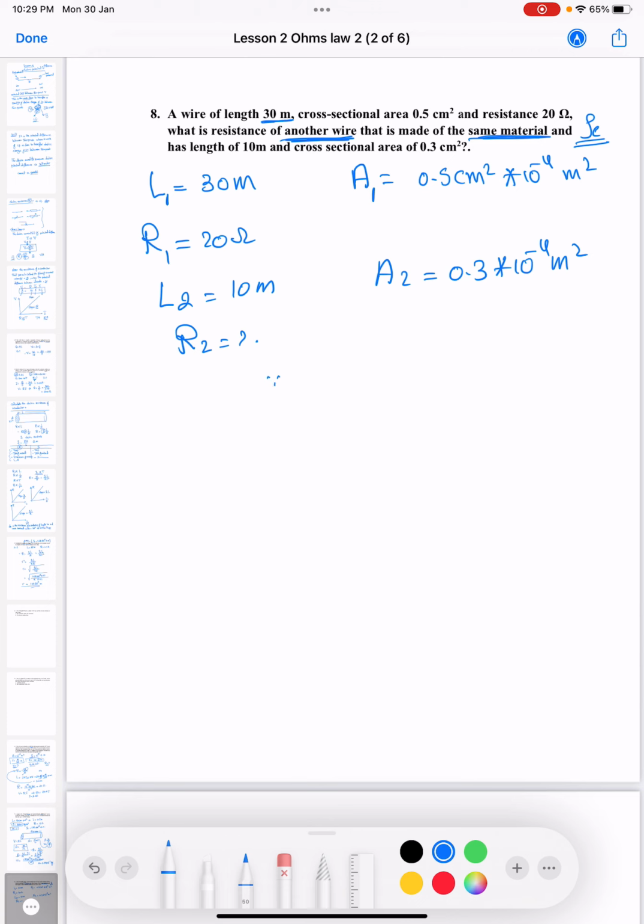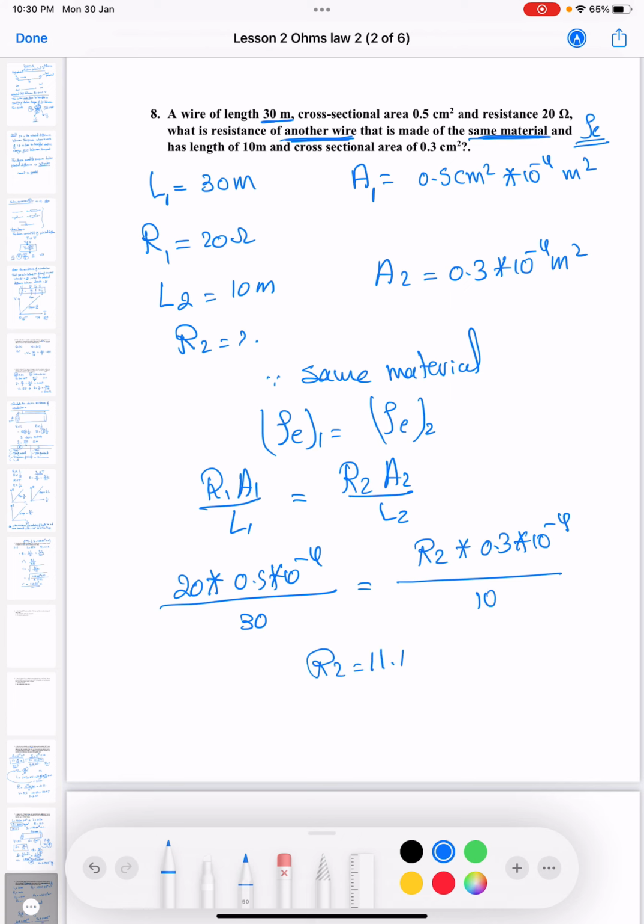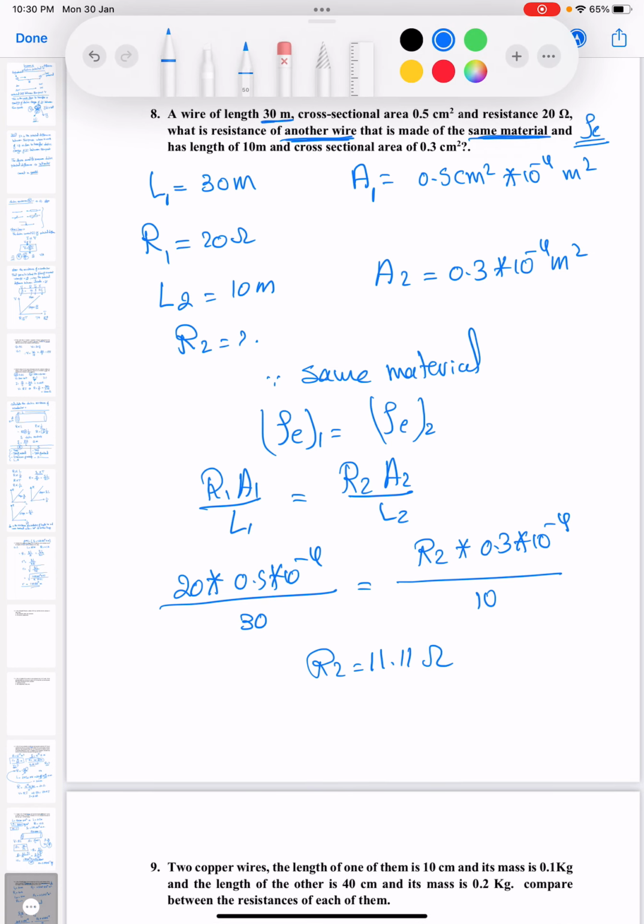Since two wires are the same material, resistivity of first wire must equal resistivity of second wire. So R1 A1 divide L1 equal R2 A2 divide L2. Substitute R1 20 times A1 0.5 times 10 to the power negative 4 divide L1 30 equal R2 unknown, times A2 0.3 times 10 to the power negative 4 divide L2 10. By calculator R2 equal 1.11 ohm. Good.